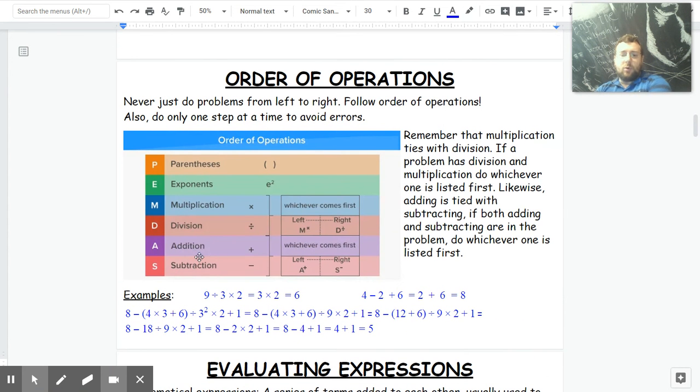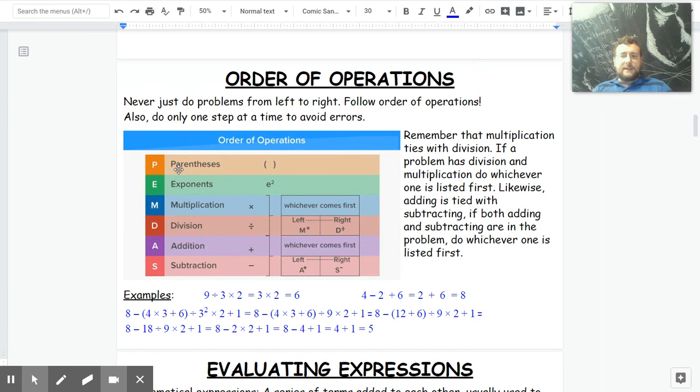A note about order of operations. Remember that you don't just work from left to right. You have to follow this sequence. First, you do whatever's inside of parentheses, unless there's just a number inside of the parentheses, then there's nothing to do there. But if there's an operation within the parentheses, you do that first. Then exponents. Then you do multiplication or division.